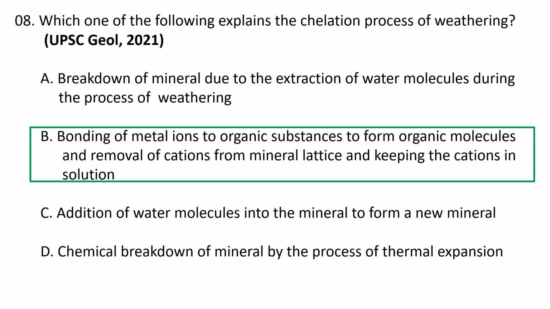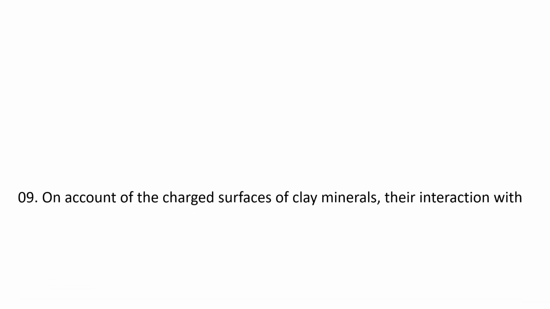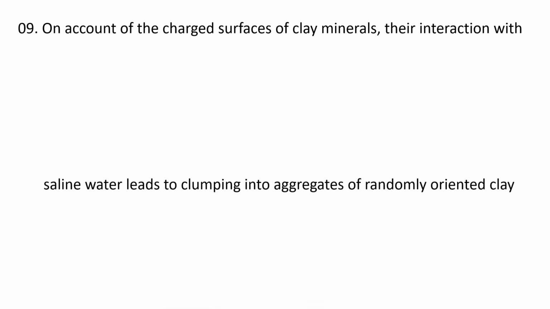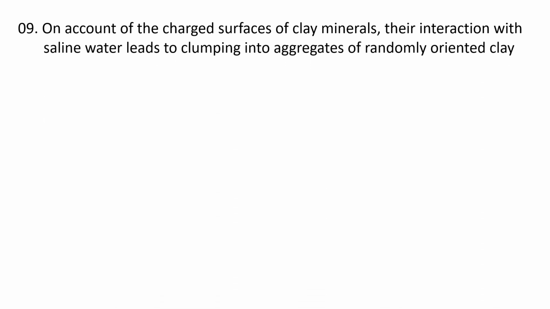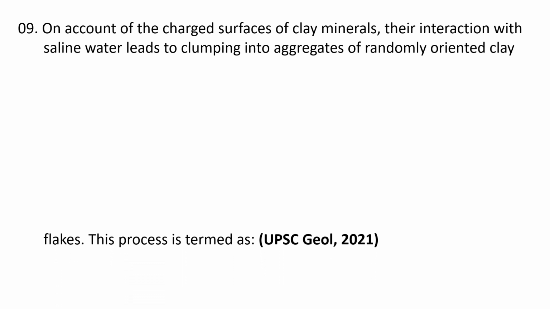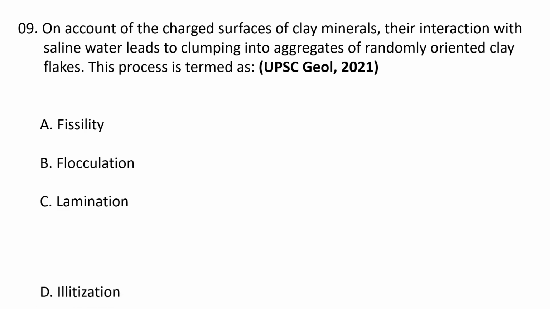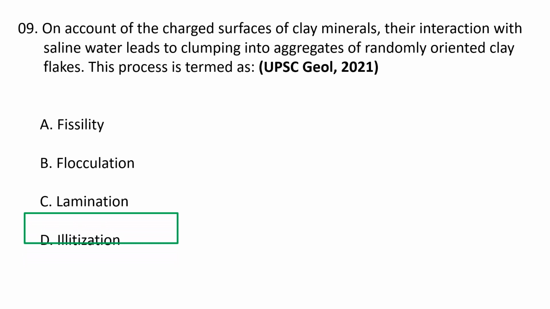Coming to the ninth question, on account of the charged surfaces of clay minerals, their interaction with saline water leads to clumping into aggregates of randomly oriented clay flakes. This process is termed as: A, fissility; B, flocculation; C, lamination; D, pelletization.